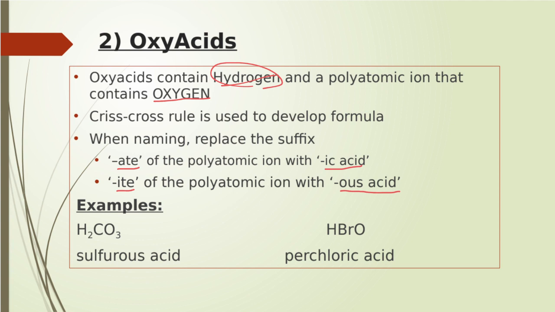Okay, so if you notice that the polyatomic is sulfate, you're going to call it sulfuric acid. If you know that it's sulfite, you're going to call it sulfurous acid. Okay, so here are some examples that we're going to go over.